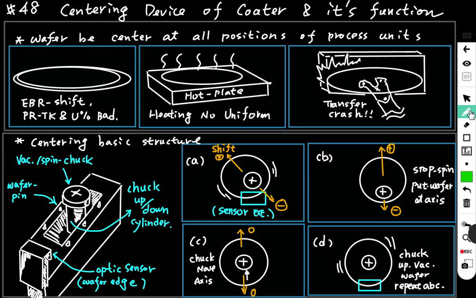Hello everyone, we're going to talk about the centering device of coater and its function.